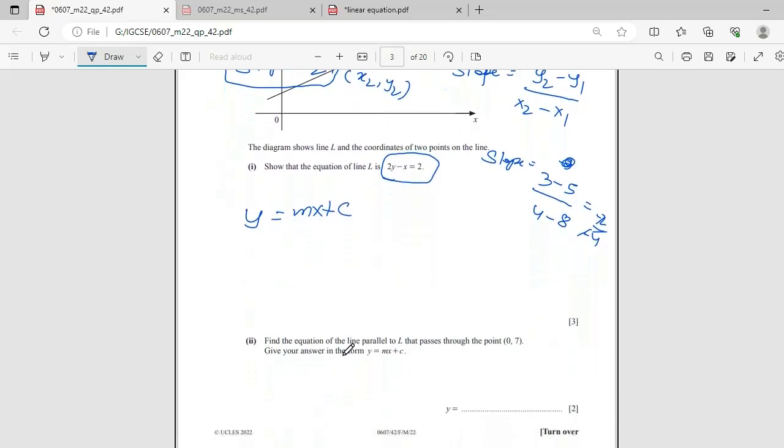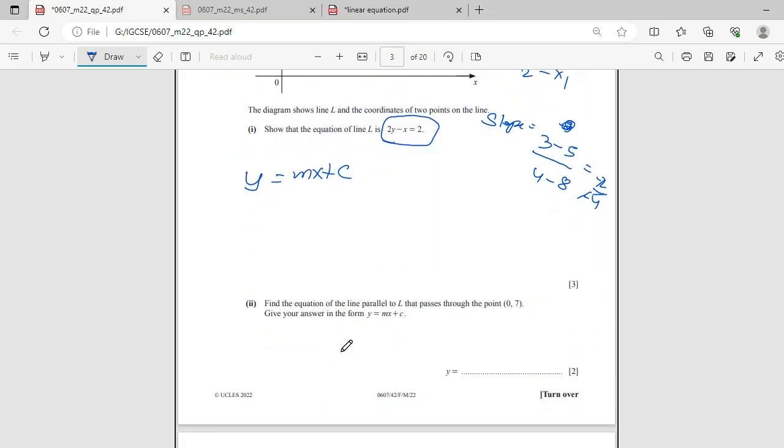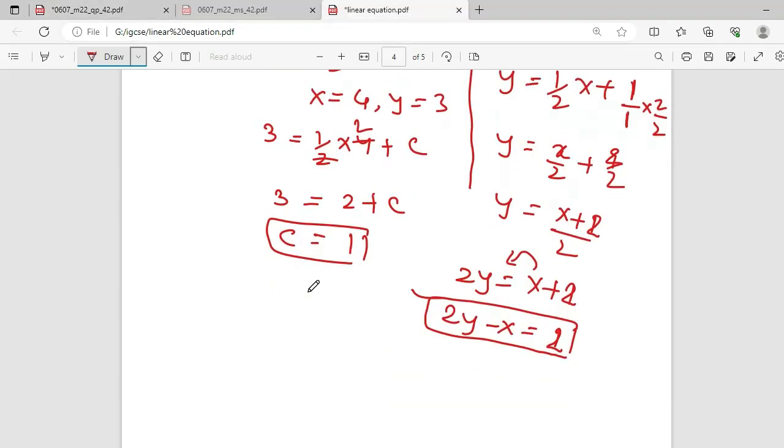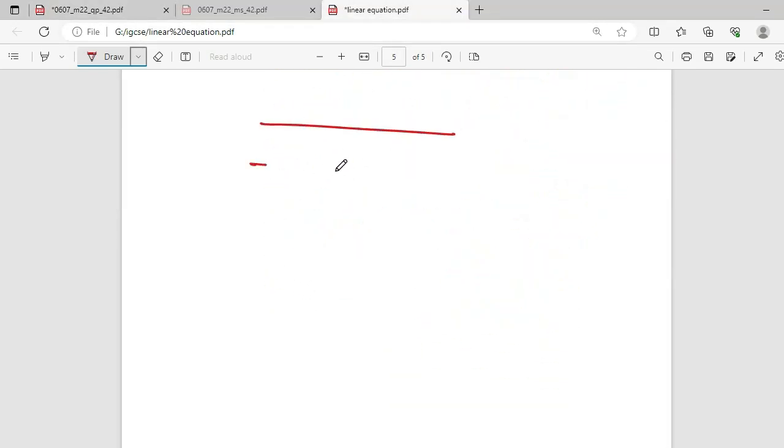Now if you see here, the final question of this one is: find the equation of a line parallel to line L that passes through (0, 7). Give your answer as y is equal to mx plus c. If two lines are parallel to each other, their gradient will be equal. That means the slope of those two lines will be equal. If the gradient of the first line is m1 and the gradient of the other line is m2, and these two are parallel, then m1 is equal to m2.